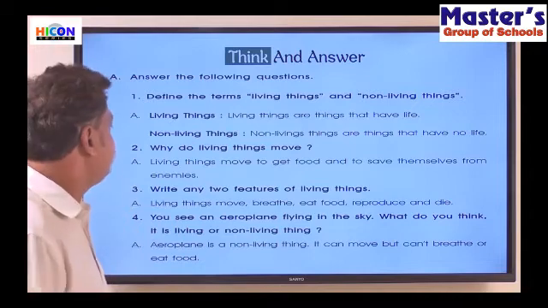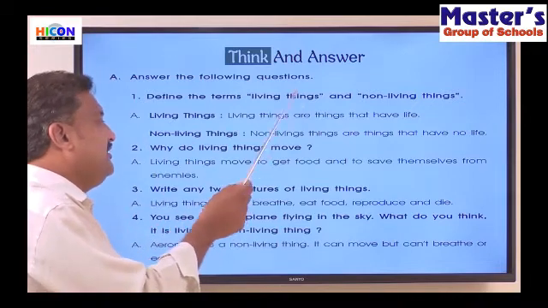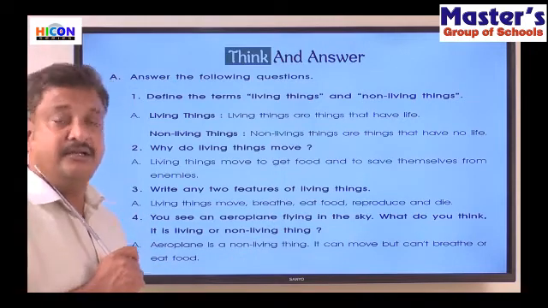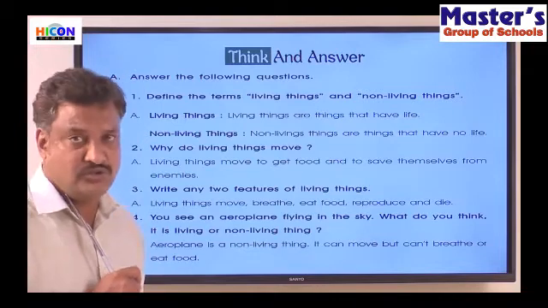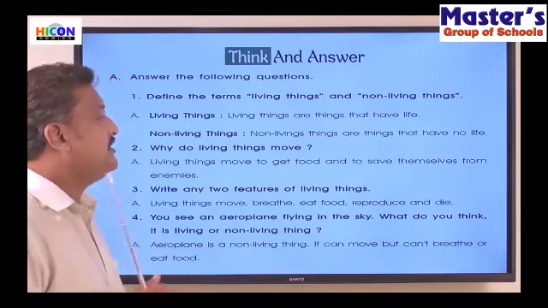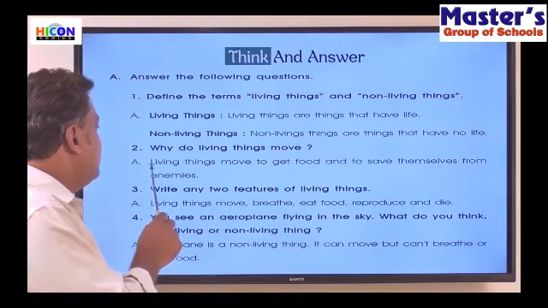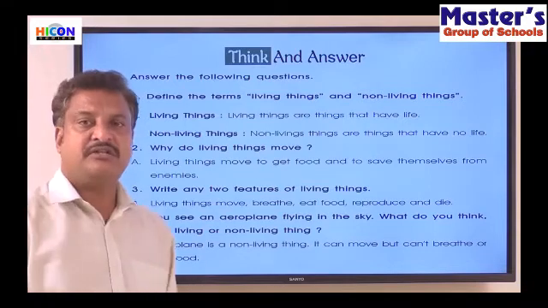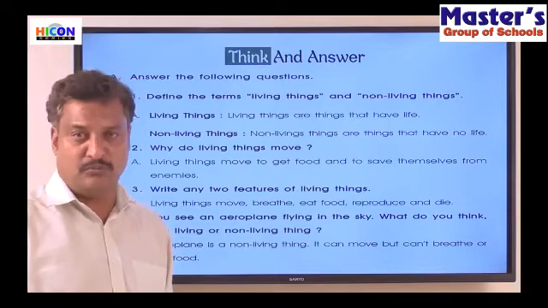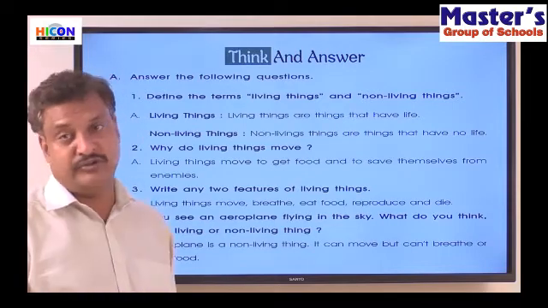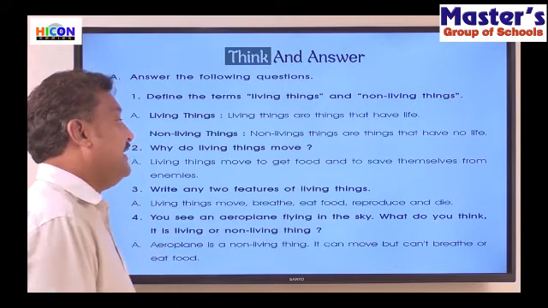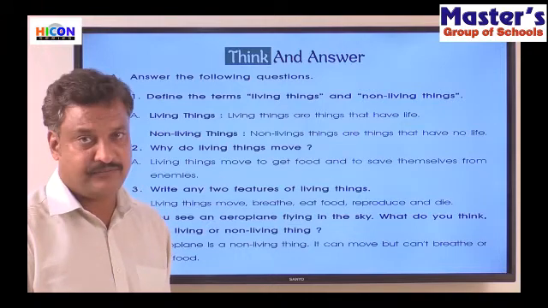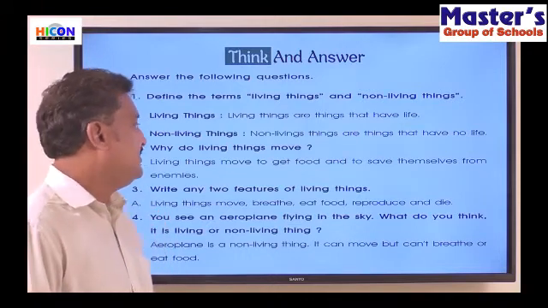Next. Why do living things move? This is one particular speciality that we have learned, that living things move, non-living things do not move. So why do living things move? Living things move to get food or to save themselves from enemies. So there are basically 2 reasons for living things to move. One is to go in search of food, and the second, to protect themselves from enemies.